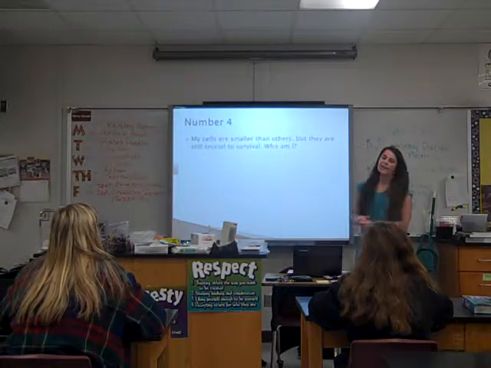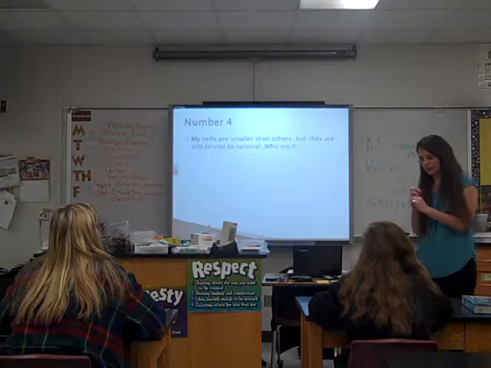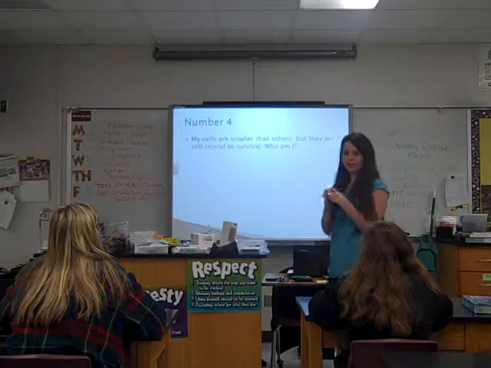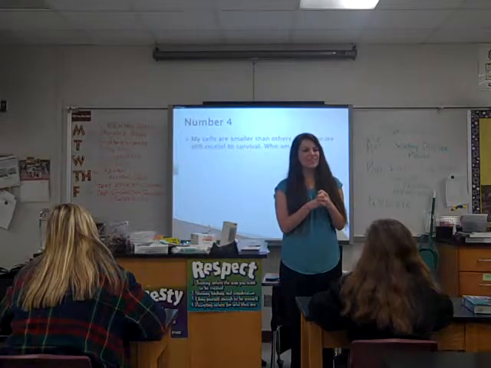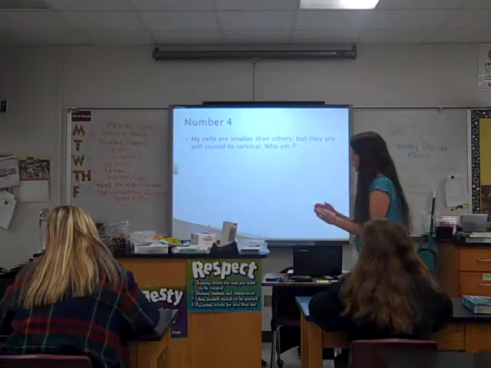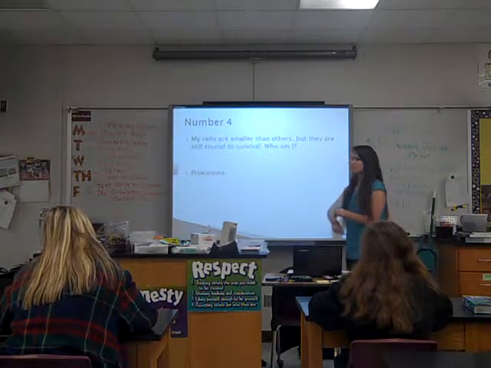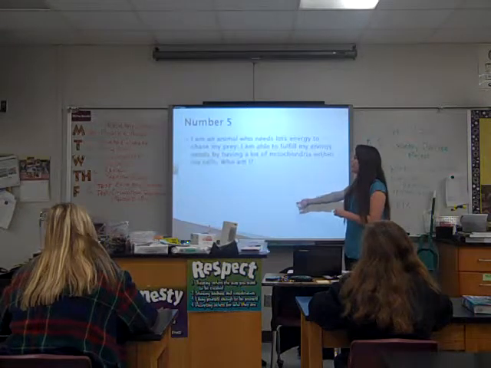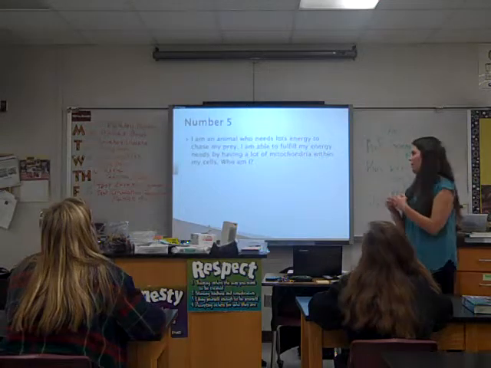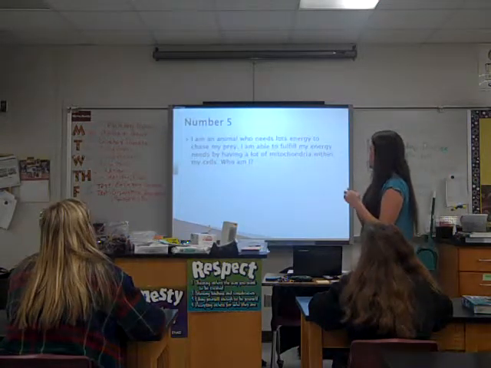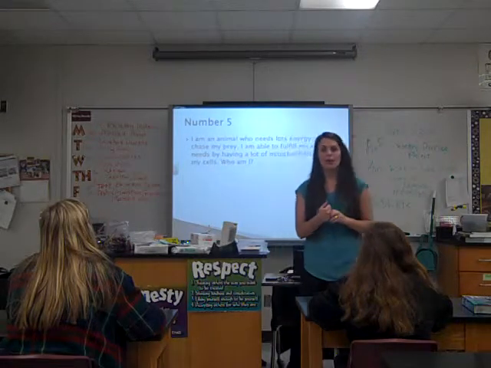All right, okay. My cells are smaller than others, but they're still crucial to survival. So which one is smaller? Tara, do you remember which one's smaller? Yeah, so a prokaryote. Prokaryotic cells are smaller than eukaryotic ones. So good. All right, what about number 5? I'm an animal who needs lots of energy to chase my prey. I'm able to fulfill my energy needs by having a lot of mitochondria within my cells. Who am I?